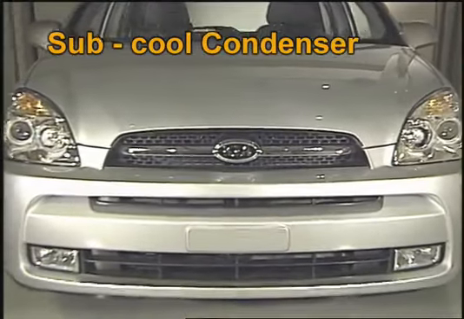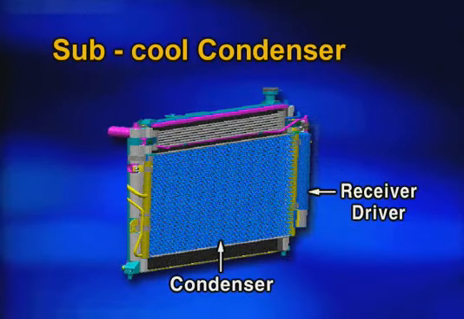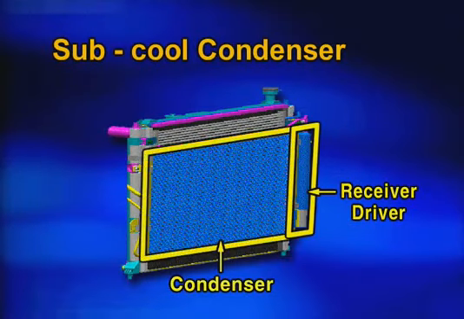The condenser is the sub-cool type. The sub-cool condenser comprises the receiver dryer as one body. Therefore, cooling performance is superior to conventional ones.